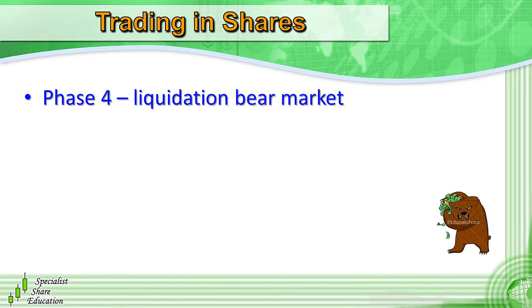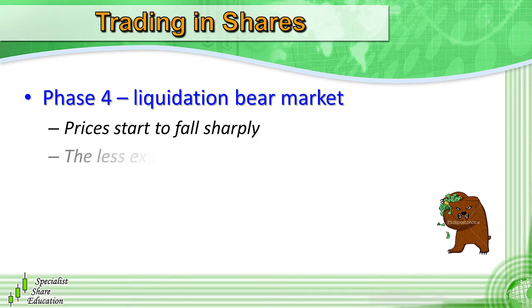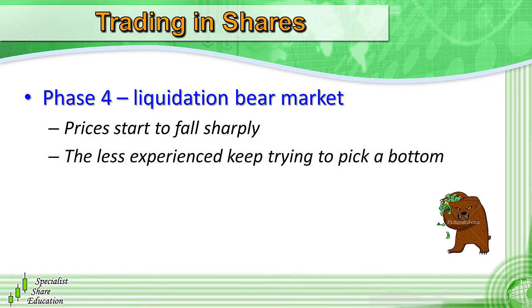And then finally we move into phase 4, which is the liquidation phase, or the bear market phase of the market. And prices start to fall sharply during this stage. Now initially most people don't believe that the trend upwards is going to finish, and so there's always a certain element of the market that is going to keep buying the dips, and it's generally the less experienced traders that keep trying to find a bottom as the price goes further down.